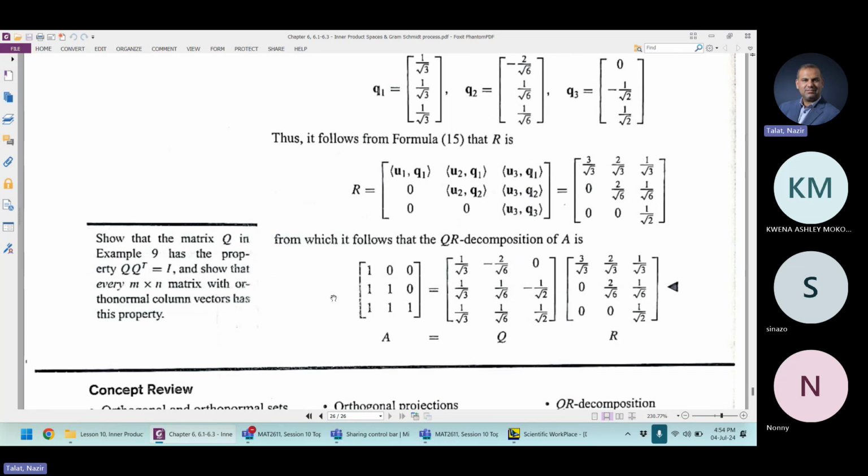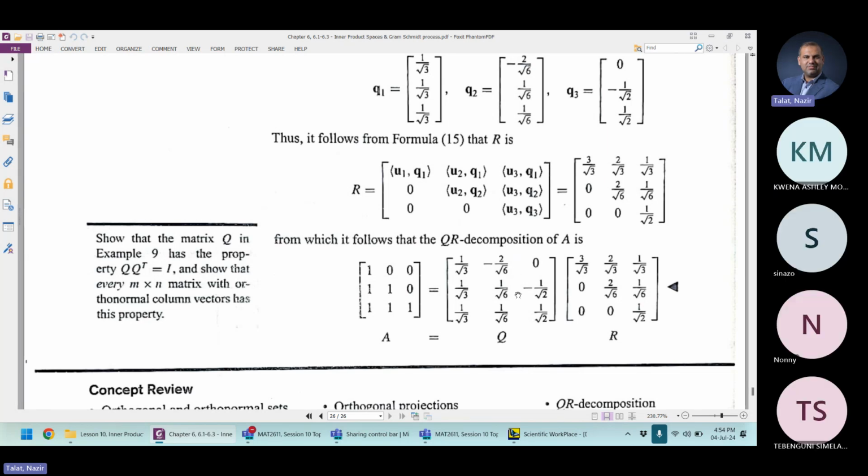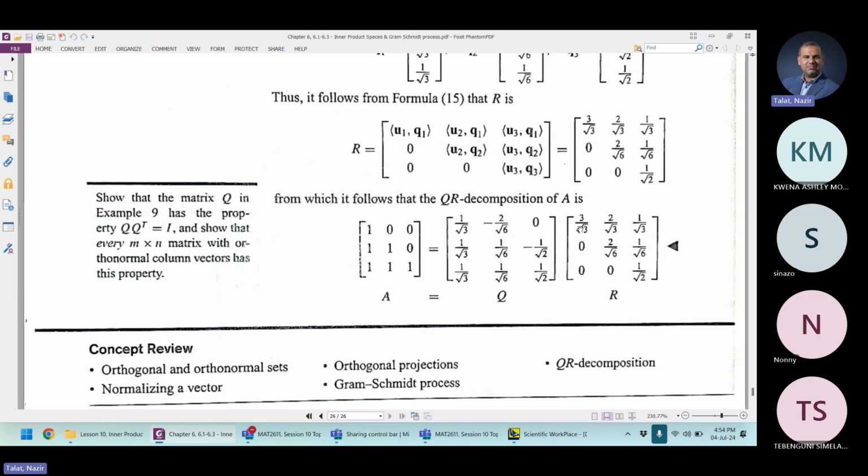The important thing is that A is any matrix where the columns are independent. So this Q is the matrix whose columns will be orthogonal to each other. It will give us orthogonal vectors, and R is another upper triangular matrix. So this is the useful property of that, like A can be transformed into this form.